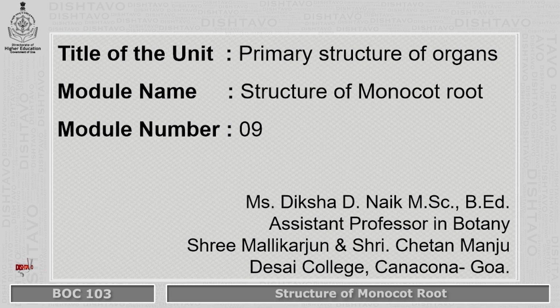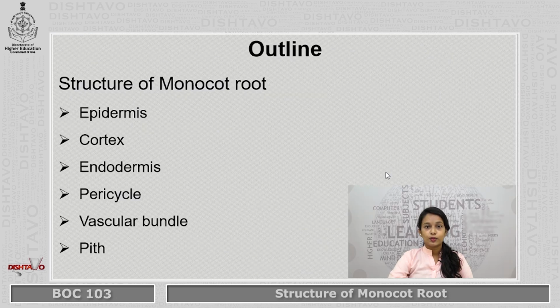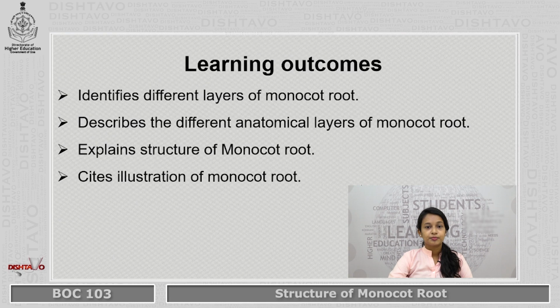In this module, I will be discussing the structure of monocot root from Unit 2, Primary Structures of Organs. This is the outline of my topic. Structure of monocot root consisting of epidermis, cortex, endodermis, pericycle, vascular bundle and pith.